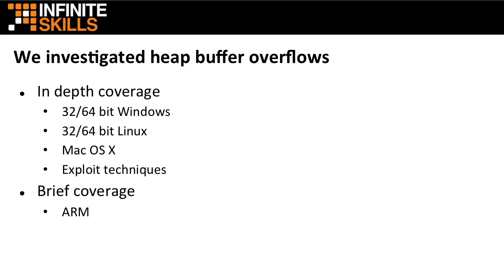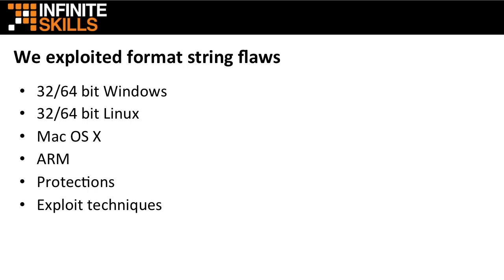We also talked about heap buffer overflows. We went into great depth on Windows and Linux again, and we showed you how you could exploit those heap buffer overflows and how Windows, Linux, and Mac all use different ways of keeping track of the heap and what's been allocated from it. So we talked about how the exploit techniques vary. We also touched on the ARM platform, and we talked about format string flaws.